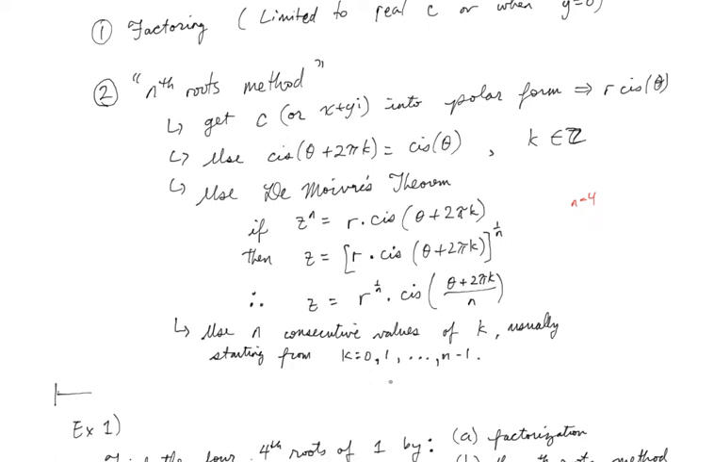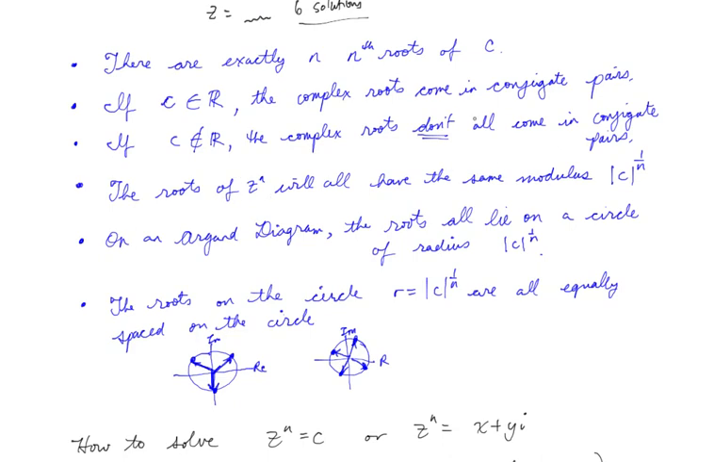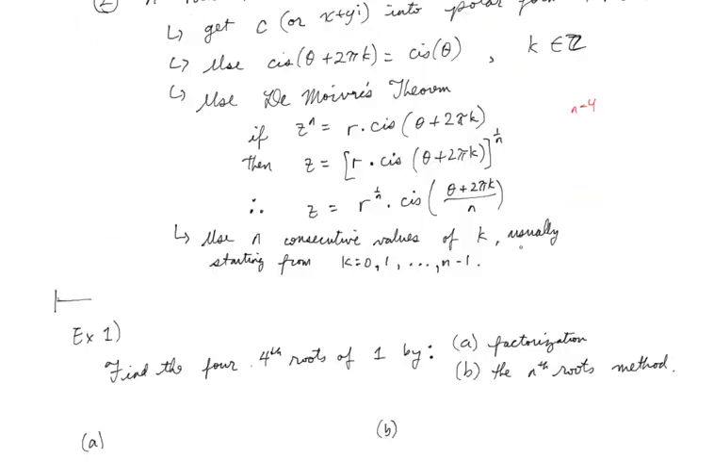Notice that the number of times that I substitute the k value in is equal to the number of roots that I have. Okay, and that makes sense because of this property right here that we talked about. There are exactly n nth roots of c. All right.